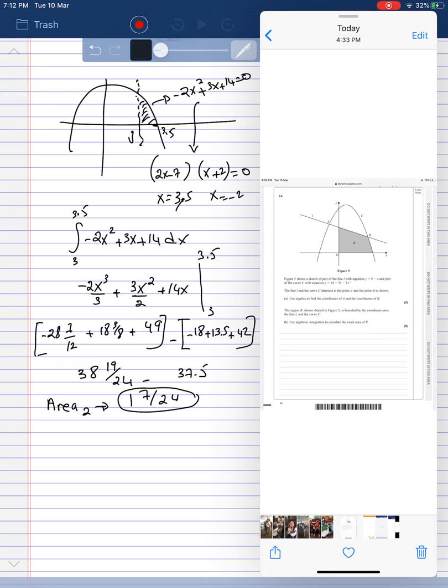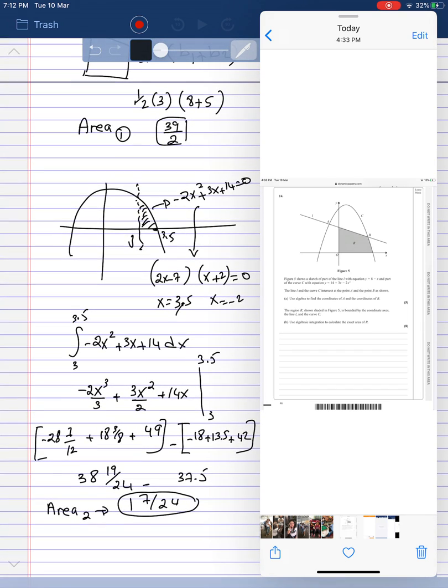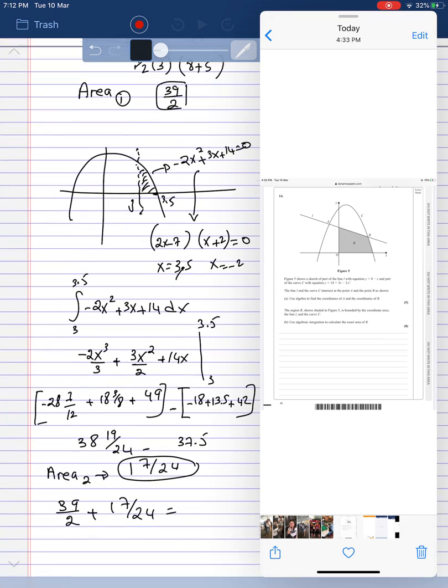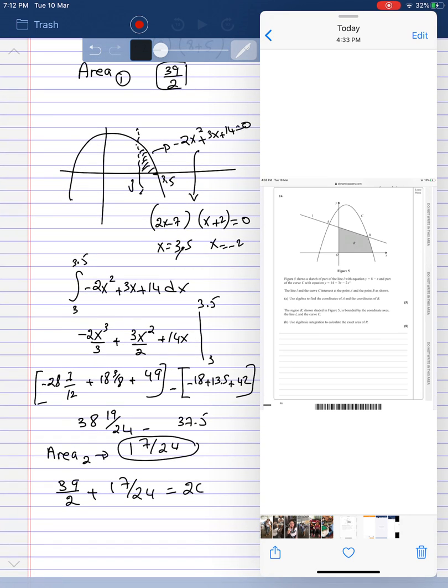Now, area 1, if you remember, which we found earlier to be 39 over 2, plus 1 and 7 out of 24. What you get as a total is 20 and 19 out of 24. And this will be the total area of the shaded part, which is R. Hopefully this will help. Until we see you in another video. Thank you.